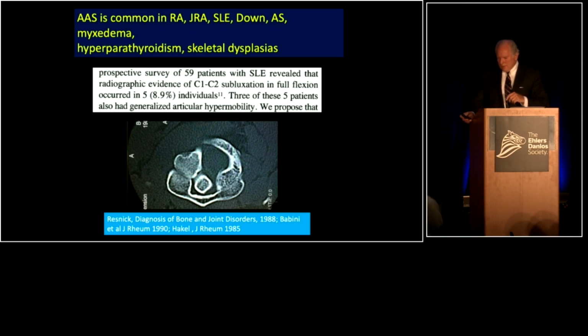So atlanto-axial subluxation is quite common in rheumatoid arthritis, at least before the introduction of the new drugs like Enbrel. And in JRA, lupus, Down syndrome, very common, ankylosing spondylitis, myxedema, hyperparathyroidism, and skeletal dysplasias. And there's a picture of one vertebra slipping off the other, and you can see just a little bit more turn, and that would be a dislocation there.